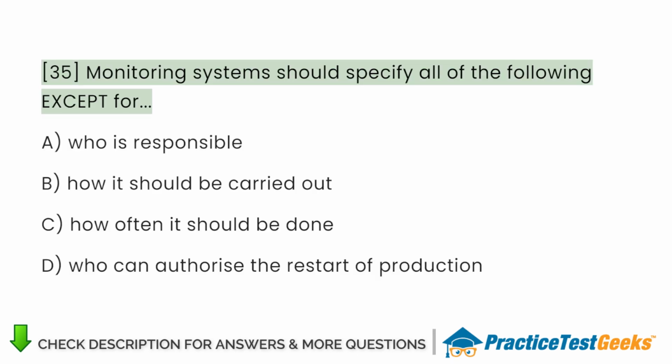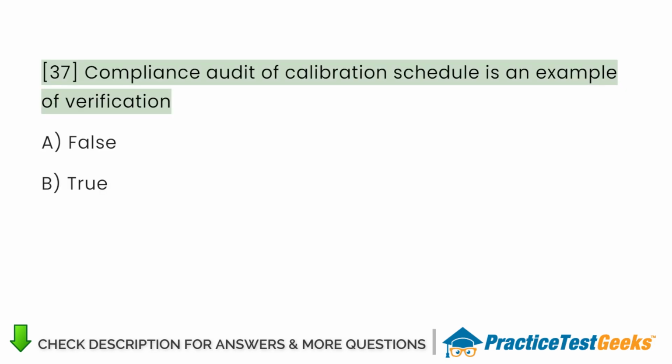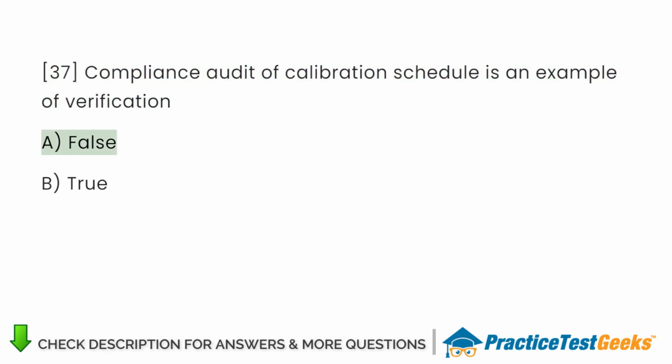Monitoring systems should specify all of the following except for A. Who is responsible? B. How it should be carried out. C. How often it should be done. D. Who can authorize the restart of production. Compliance audit of calibration schedule is an example of verification. A. False. B. True.